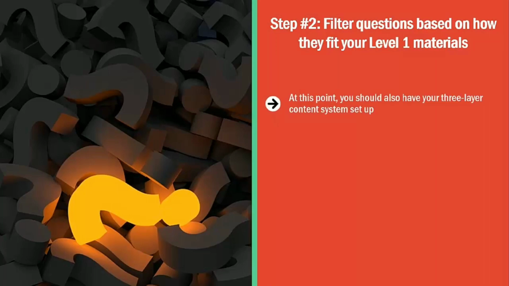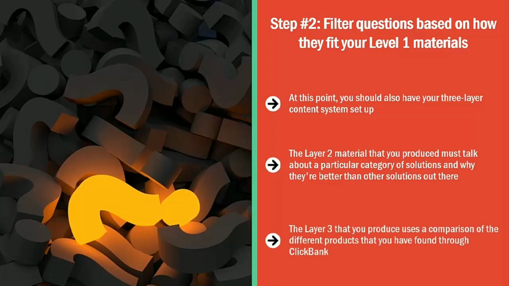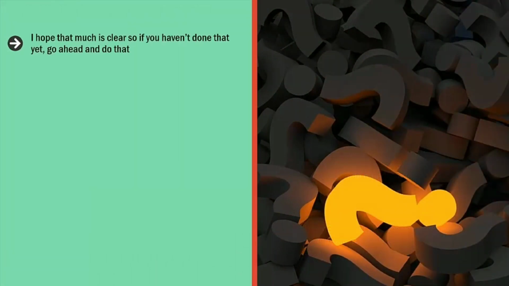At this point, you should also have your 3-layer content system set up. The first layer is a blog post that informs the reader regarding the problems that they have and the range of solutions, as well as a common sense guide on what to do and what not to do. The layer 2 material that you produce must talk about a particular category of solutions and why they're better than other solutions out there. The layer 3 that you produce uses a comparison of the different products that you have found through Clickbank. I hope that much is clear, so if you haven't done that yet, go ahead and do that.